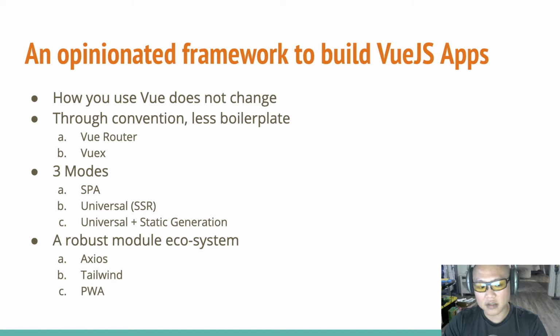So if you needed Axios, you can install a module called NuxtJS Axios, and it makes Axios available in your application relatively easily. Same thing if you want Tailwind, or offline mode, or some of the service worker features from a PWA standpoint. There's a PWA module that you can install. It's just really nice.